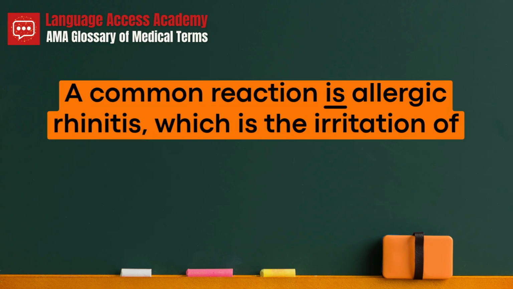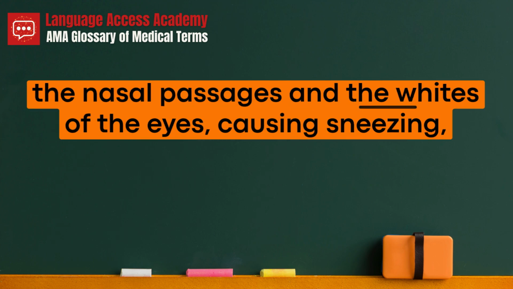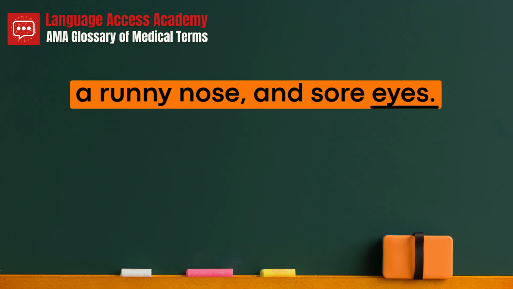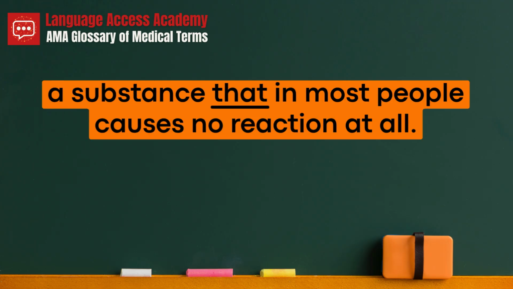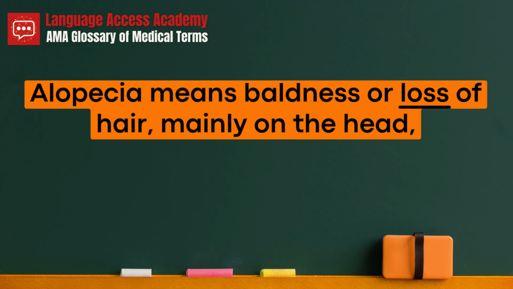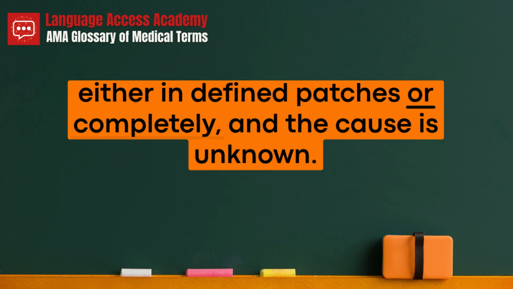A common reaction is allergic rhinitis, which is the irritation of the nasal passages and the whites of the eyes, causing sneezing, a runny nose, and sore eyes. This is all part of an allergy, a negative reaction to a substance that in most people causes no reaction at all. Alopecia means baldness or loss of hair, mainly on the head, either in defined patches or completely, and the cause is unknown.